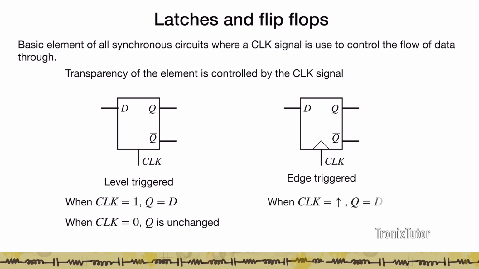The other element is the flip-flop. Now the flip-flop responds, or becomes transparent, only at the rising edge of the clock. That means only when the clock has an upward transition, Q samples what is at D. Otherwise, this element remains opaque. So this element does not allow changes in D to show up at Q except when there is a rising edge on the clock.